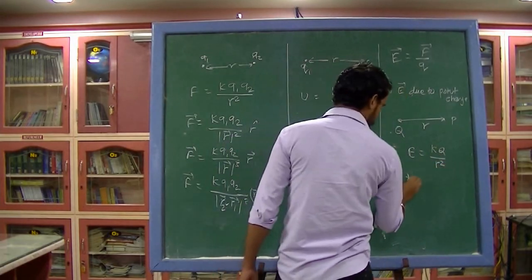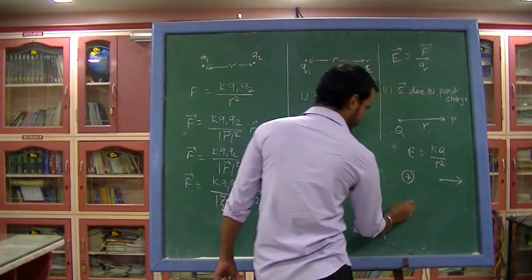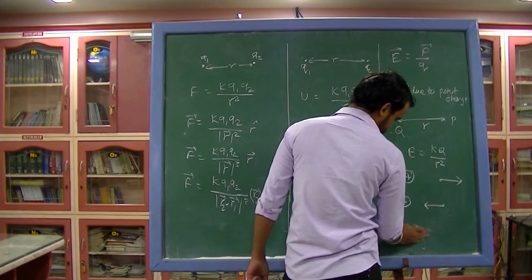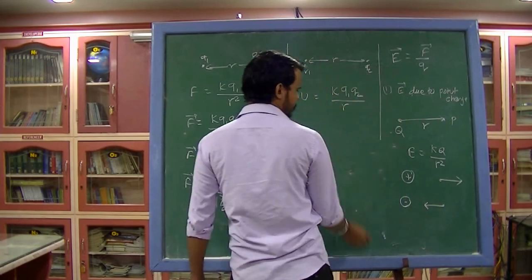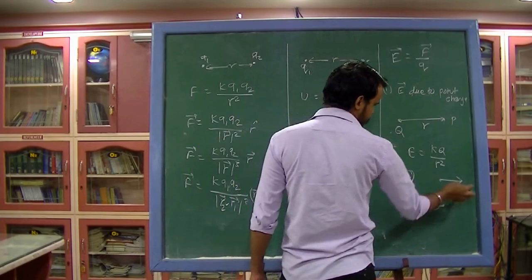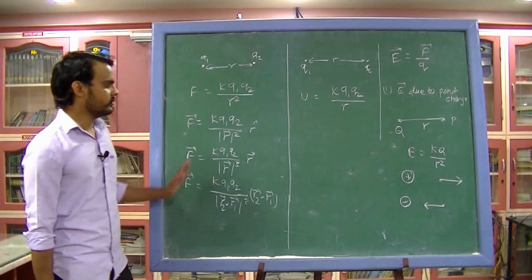If the charge is positive, the electric field intensity will be away from the charge, and if the charge is negative, the electric field intensity will be towards the charge. So, electric field will be towards the charge for a negative charge, and electric field intensity for a positive charge will be away from the charge. So, this is we have done basically.